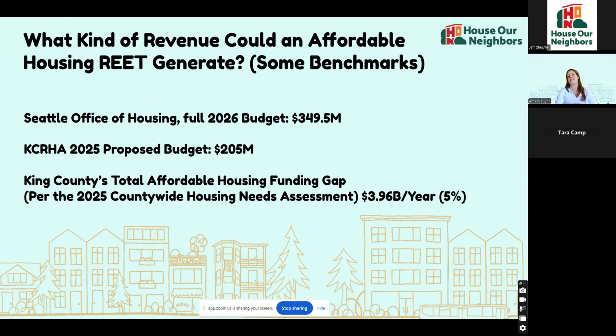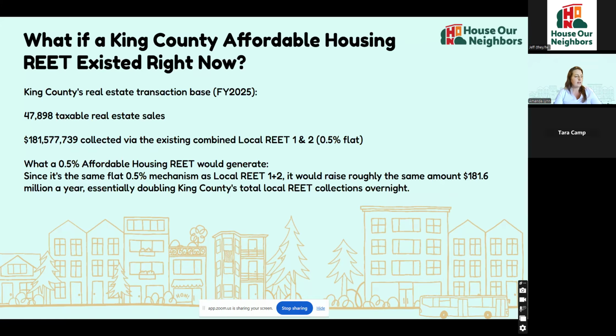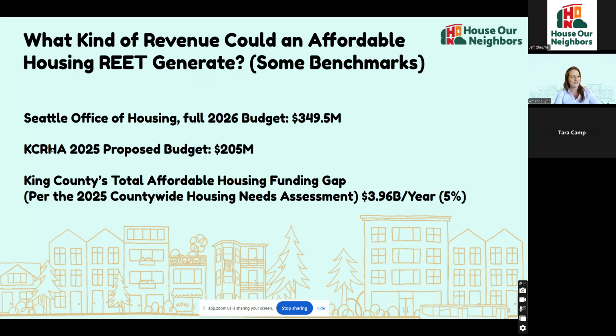So again, I wanted to give us a frame of reference. Like, what does this mean? Because these are all just giant numbers, you know, like what could that money actually do? And where does it sit in the frame of everything else that we are working on as a community? So right now, the full year 2026 Seattle Office of Housing budget is $350 million. So to go back to this slide, that $181 million number is a pretty significant portion of the total Seattle Office of Housing budget.